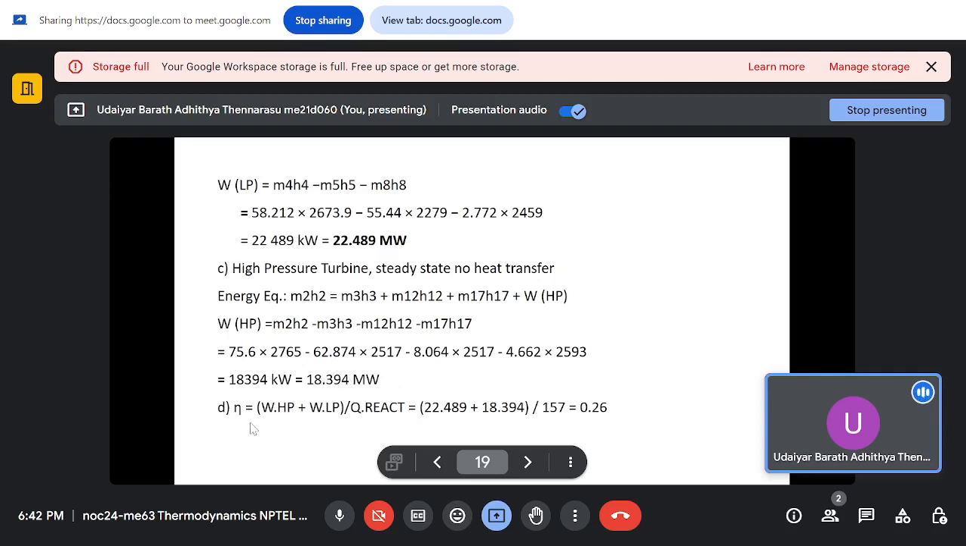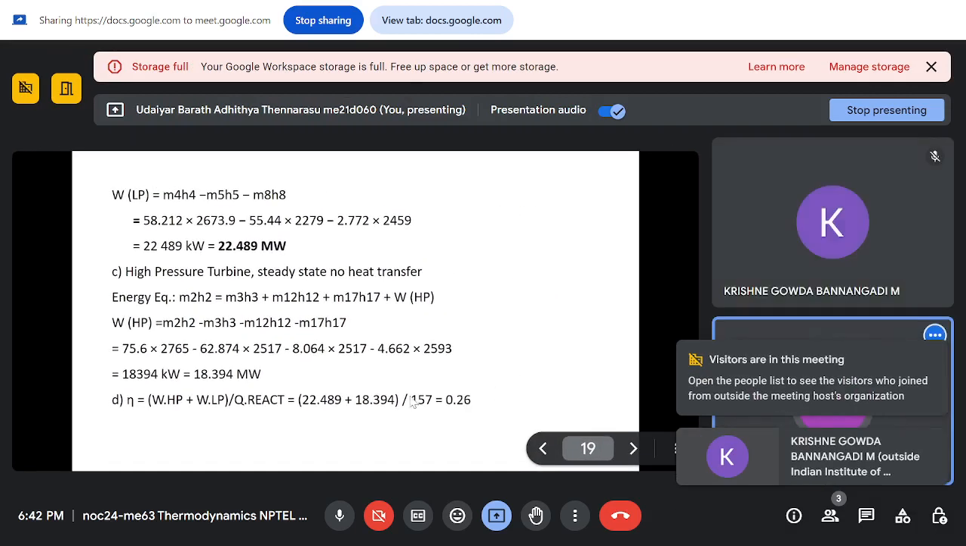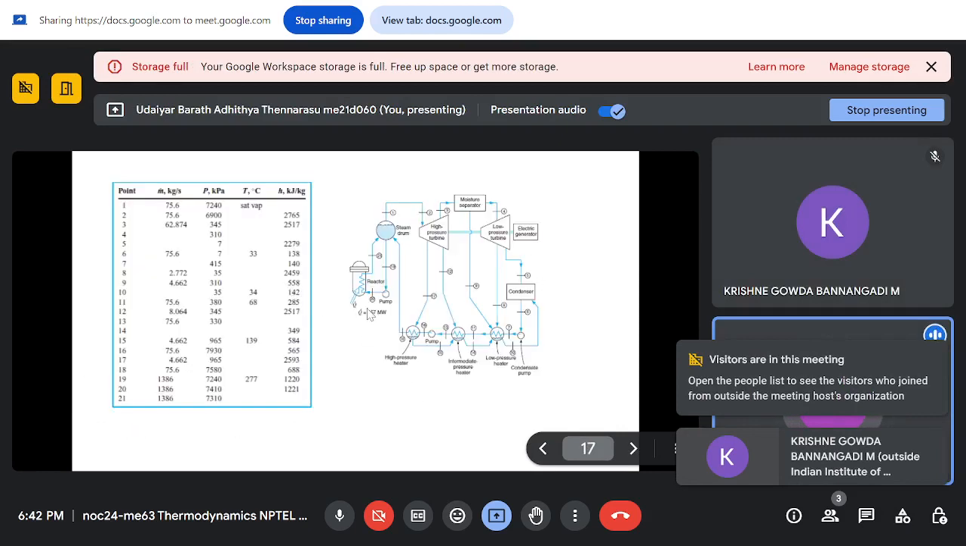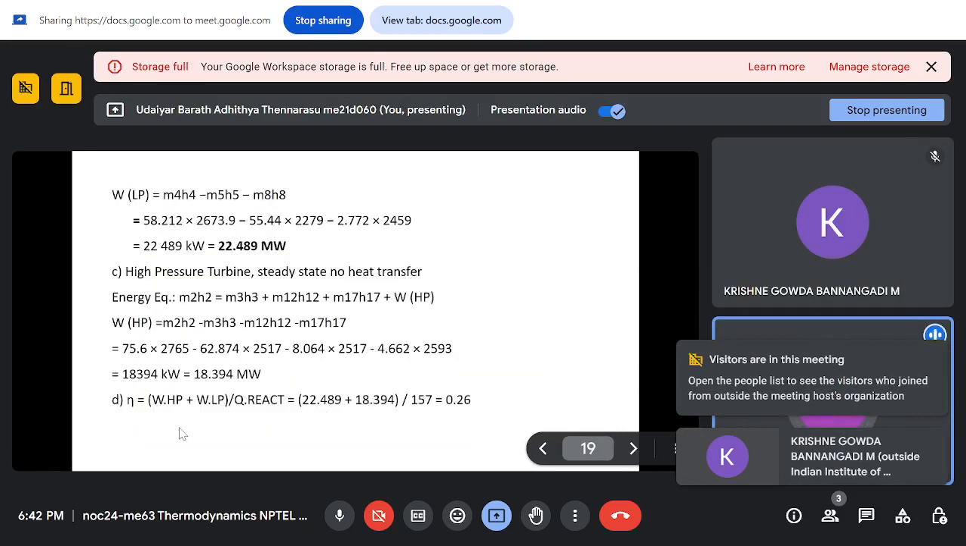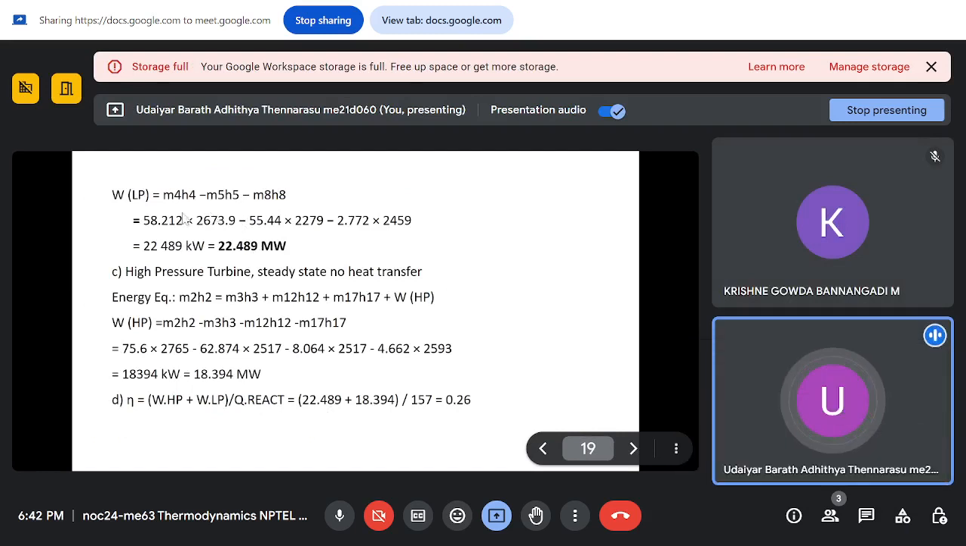Then the last thing asked is the ratio of total work generated divided by the heat supplied. The heat supplied is 157 megawatts, and the work generated in the low pressure turbine and high pressure turbine is 22 megawatts and 18.3 megawatts. Substituting that, you will get the efficiency as 0.26, or 26%.